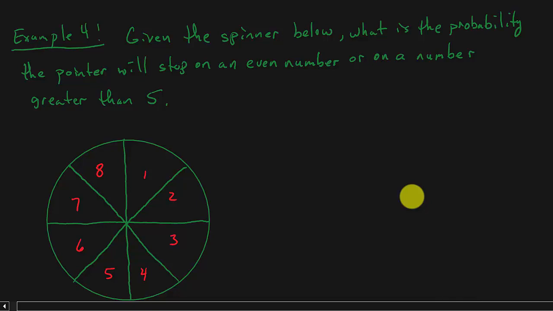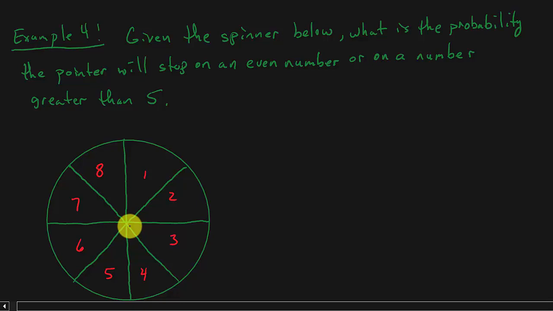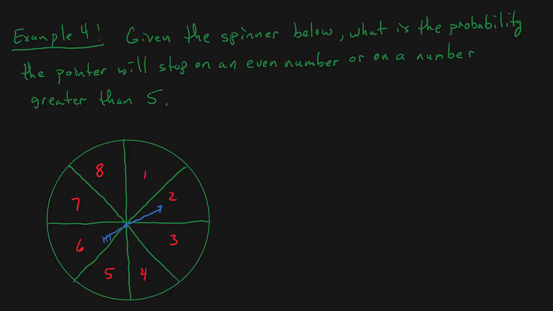All right, so let's look at this. We have a spinner. It says, given the spinner below, what is the probability the pointer will stop on an even number or on a number greater than 5? Okay. So I know I don't have a spinner drawn on here. If you had a spinner like this and you flicked it and it went around, what's the probability that it lands on an even number or on a number greater than 5?